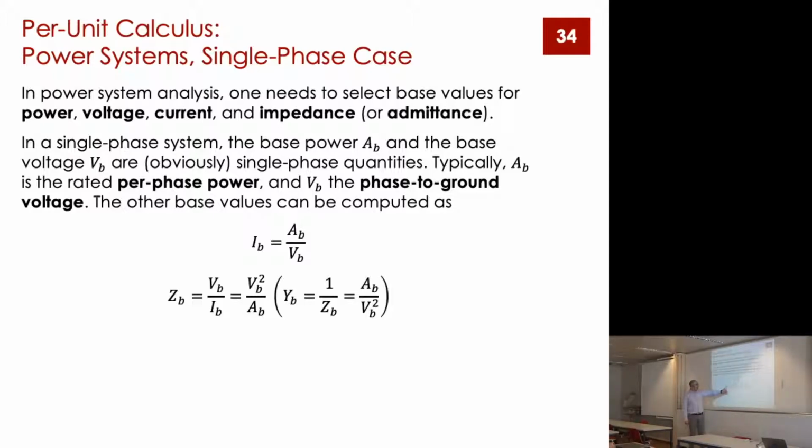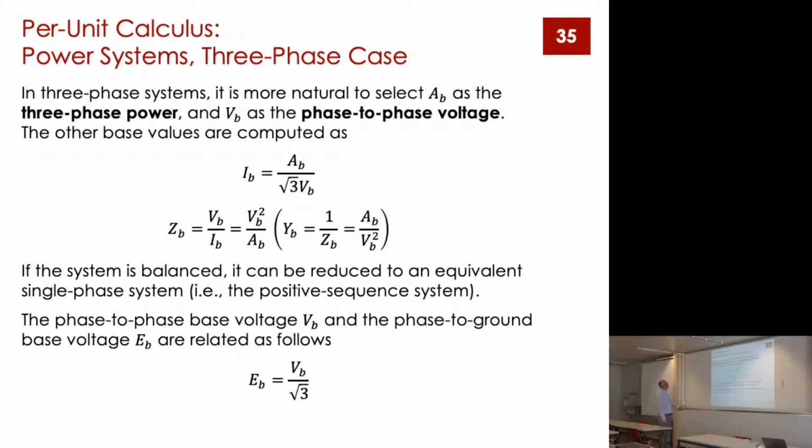So the base impedance, base admittance and base currents are just derived from the base quantities of power and voltage. In all the exercises that we are going to do, we are going to use the per unit value. We don't use the values in watts, ohms, amperes, volts, etc. We always use this kind of stuff.